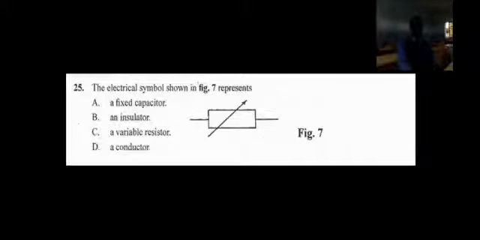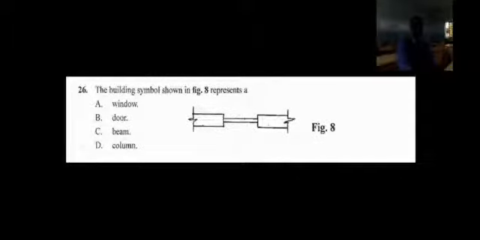Question 25. The electrical symbol shown in figure 7 represents this one. Of course, a variable resistor, nothing more. The answer is C. Question 26. The building symbol shown in figure 8 represents what? It's a window. The answer is what? It's A. The answer is A.